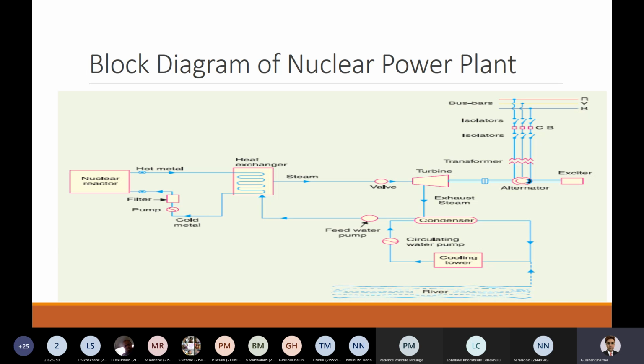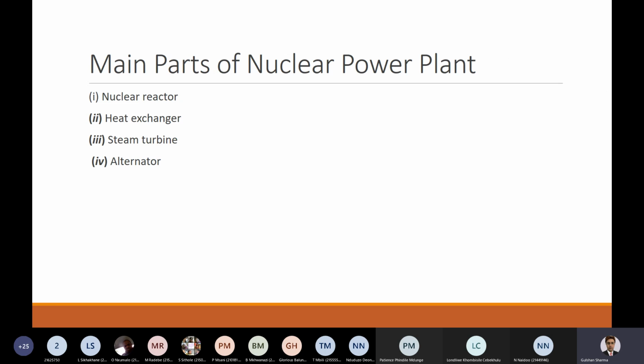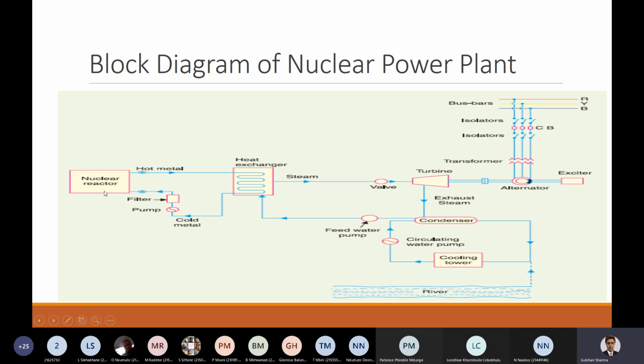But now we will discuss the nuclear power plant in more detail. Let's see now. The main parts of a nuclear power plant are the nuclear reactor, heat exchanger, steam turbine, and alternator. It's very important: nuclear reactor, heat exchanger, turbine and alternator set, and the condenser. We'll not discuss these things in detail because their working is the same, but we will focus more on this part, which is totally different and makes it different from thermal power plants.